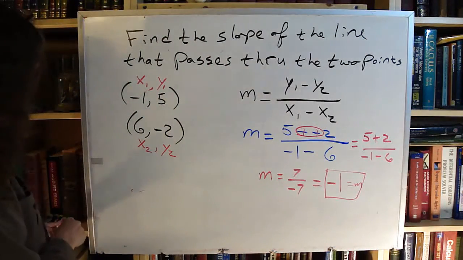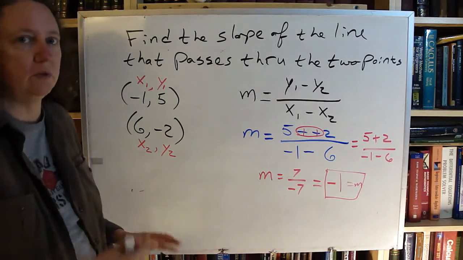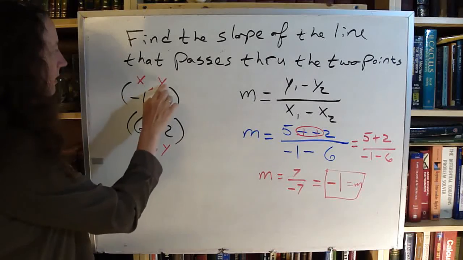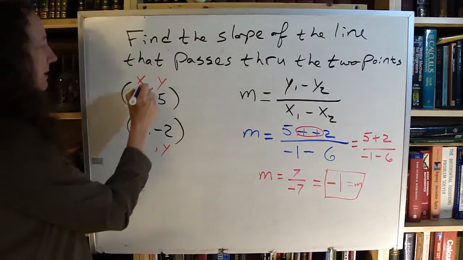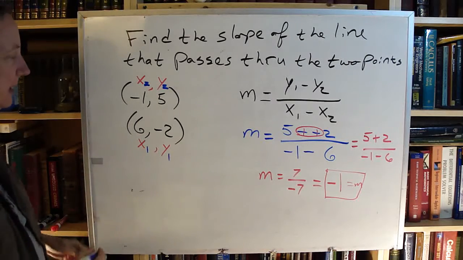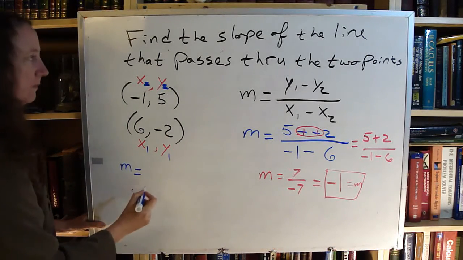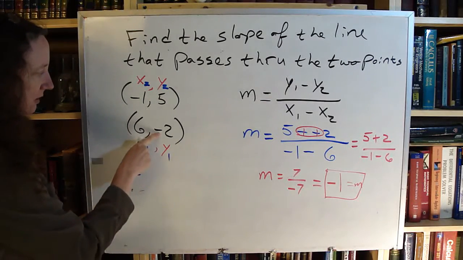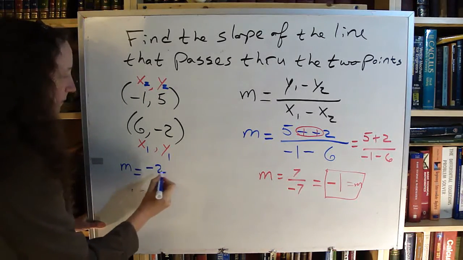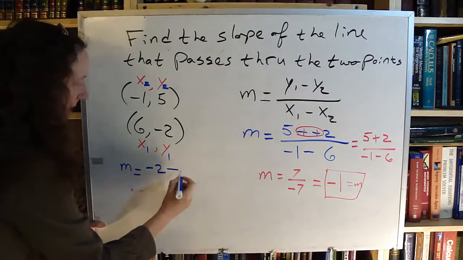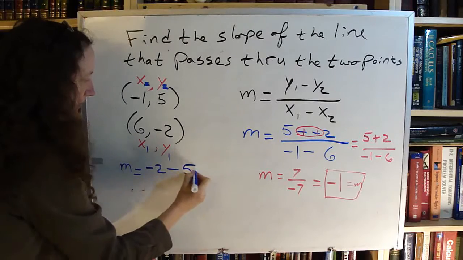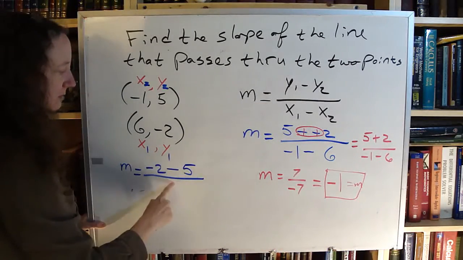Now, as I said, I'm going to do this the other way also. I said it doesn't matter which one is the first point, which one's the second point. So I'm going to go back here and I am going to change these. And I'm going to make this my second point, and I'm going to make this my first point. I'm going to go back to my equation. M equals y1. y1 is here. That's the -2. Minus y2. y2's up here. That's the 5. All of it over. So I have my giant fraction bar.